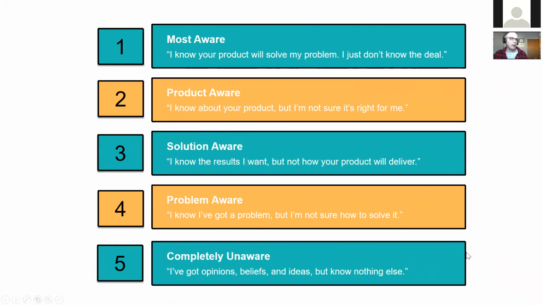Then further down, lower on the awareness chain, we've got people who are problem aware.